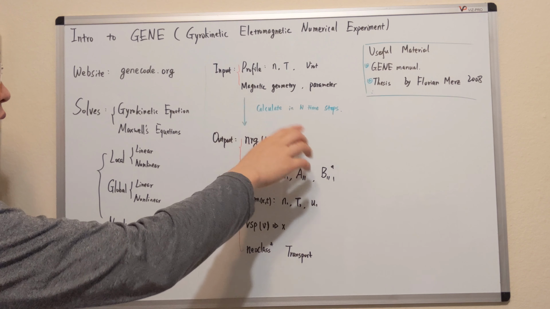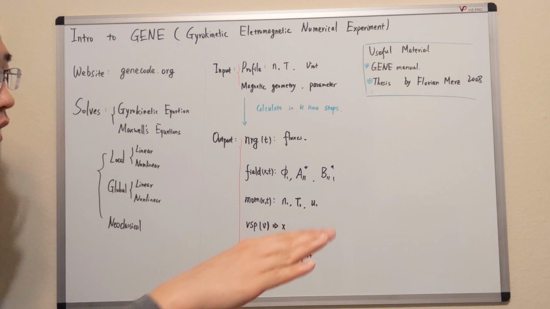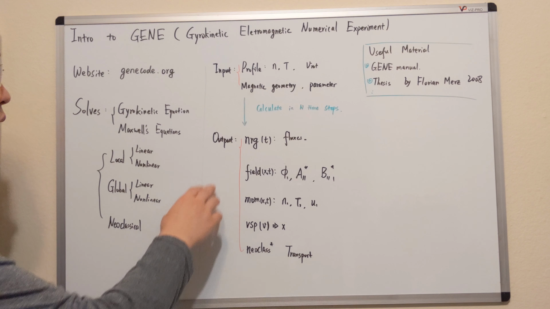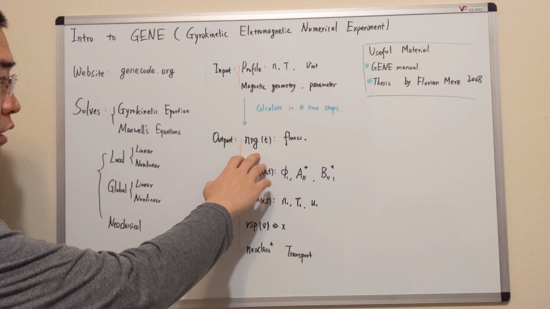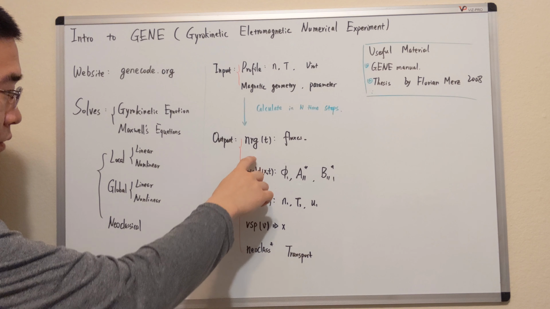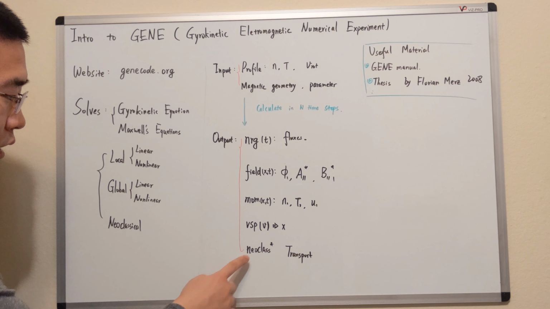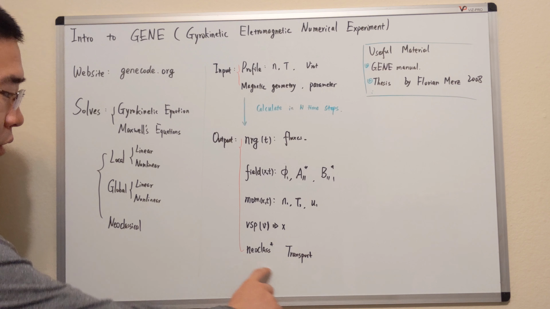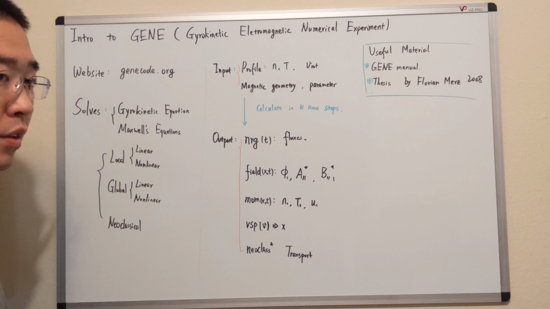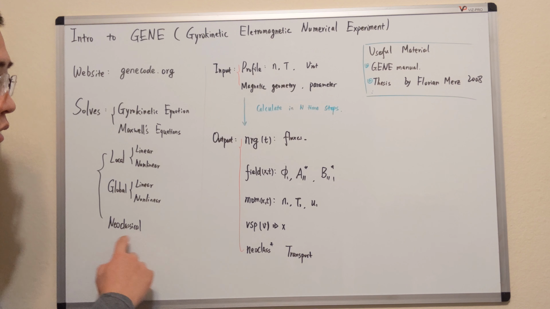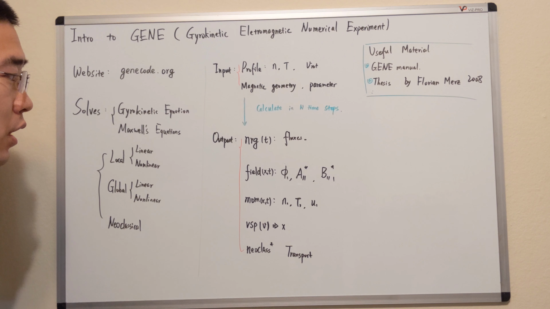It will calculate, basically advancing in terms of time steps, and for the output, it will output an energy file, field file, moment file, VSP file, and the neoclass file. The neoclass file will only be there once you simulate neoclassical.